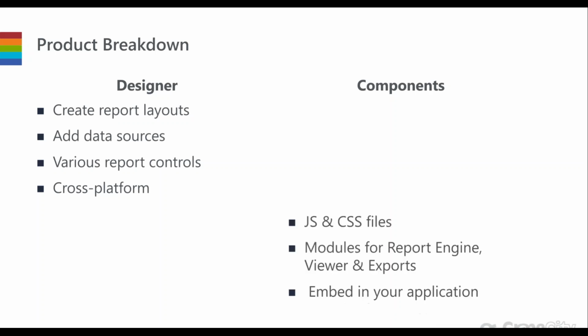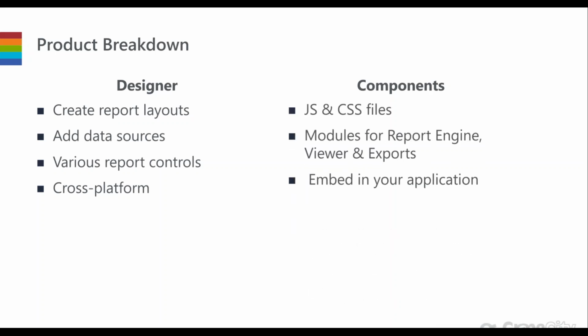Now, as far as the components go, we took the report that we created with the designer and used it in our application. So we just loaded some CSS and JS files, added references to those, instantiated the viewer, and added our report file in order to view it. So embedding into your application was probably the easiest part of this whole process. But it's impossible to cover all of the features of ActiveReportsJS in a single session. So here are some key takeaways for you to take with you.